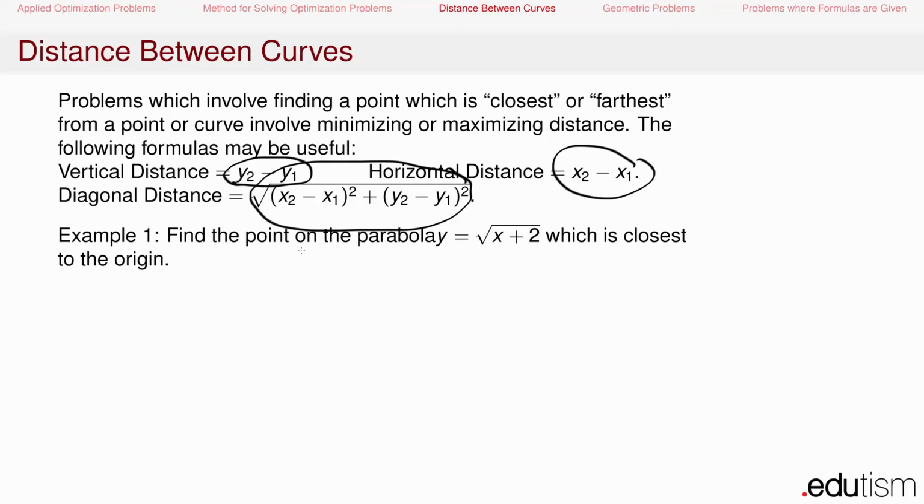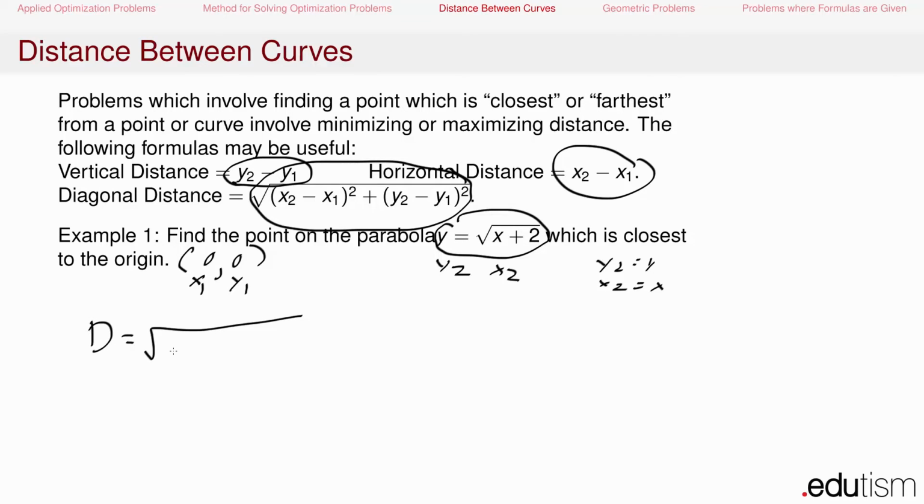So example 1, we want to find the point on the parabola y equals square root of x plus 2, which is closest to the origin, which is the point (0, 0). So in this case, this 0, let's call this x1, this 0 is y1, this y is y2, and this x is x2. So basically y2 is y, x2 is x, those are my 2 variables. Well, the distance d is going to be the square root of x2, which is x, minus x1, which is 0, so x squared, plus y2, which is y, minus y1, which is 0, so y squared.